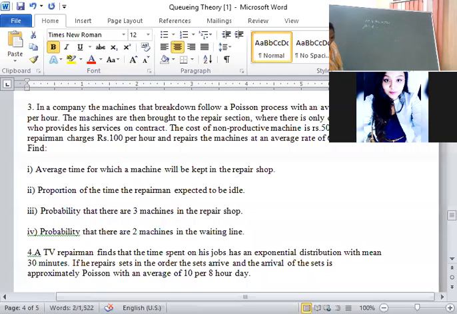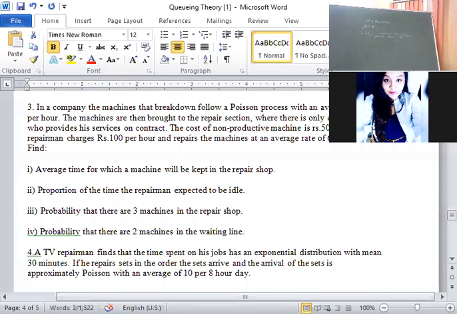The first question: average time for which the machine will be kept in the repair shop. That means the first bit is WS. What is the formula? 1 upon mu minus lambda. That is 1 upon 6 minus 4, that is half an hour, that means 30 minutes. Go for the second one, students.